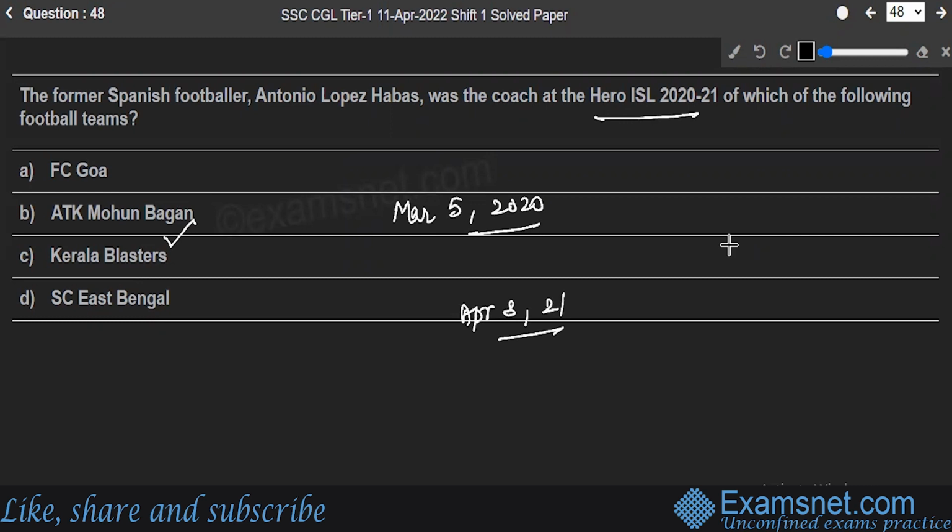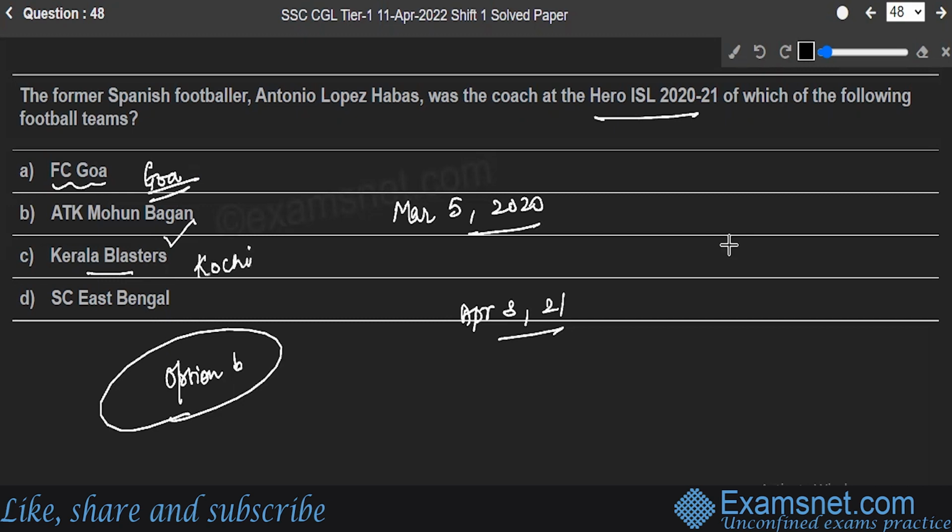So that is your correct answer. I hope you got the answer. Option B, right? Okay, let's talk about the FC Goa. FC Football Club Goa is an Indian professional club based in Goa. It was established on 26 August 2014. Kerala Blasters football team is also known as the Blasters. This is headquartered in Kochi, Kerala, that competes in the Indian Super League and its country's highest level of football.